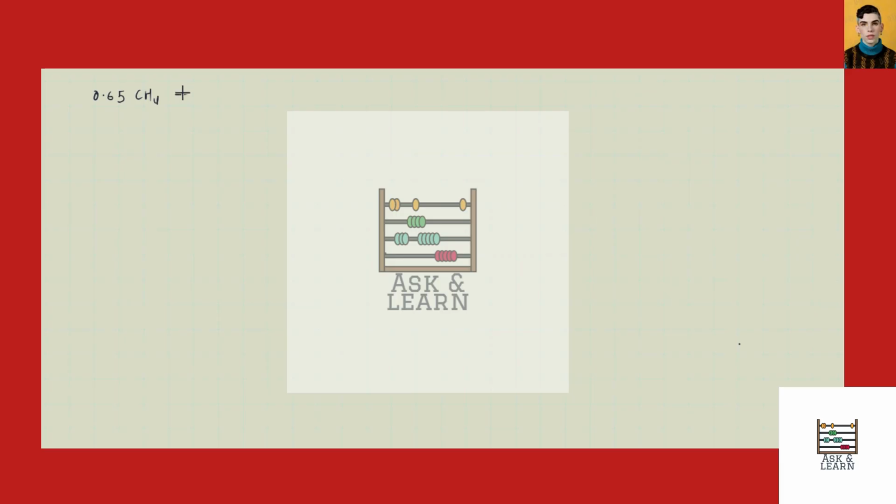CH4 plus 0.08 hydrogen plus 0.18 nitrogen plus 0.03 oxygen plus 0.06 carbon dioxide. And this will give the product as B CO2 plus C H2O plus D nitrogen.